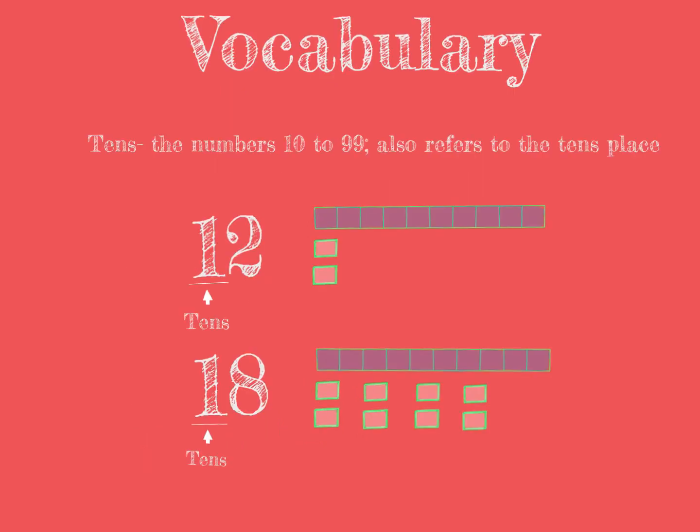Our last vocabulary word is the tens, which are the numbers from 10 to 99, and it also refers to the tens place. For example, using the number 12, there is 1 group of 10, so a 1 goes in the tens place. And in the number 18, there is also 1 group of 10, so the 1 goes in the tens place.